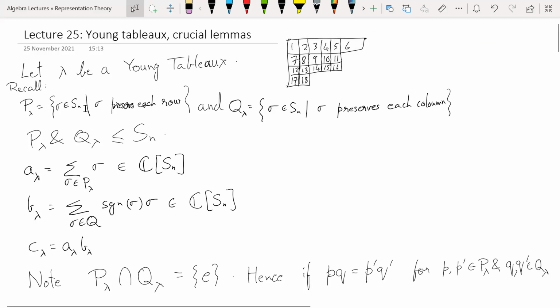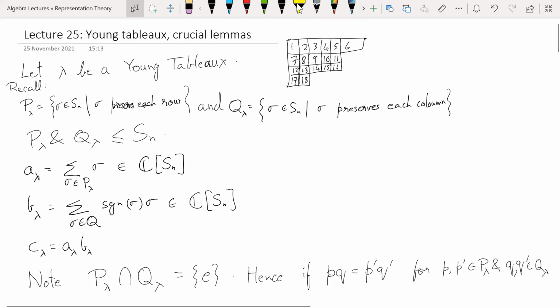We recall that P lambda is the collection of permutations of Sn such that these permutations preserve each row, and Q lambda are those permutations which preserve each column. So sigma restricted to 1 to 6 will be a permutation. In this example, sigma restricted to 1 to 6 will be a bijection on this set 1 to 6. And similarly 7 to 11 and 12 to 16 and 17 and 18 on the set.